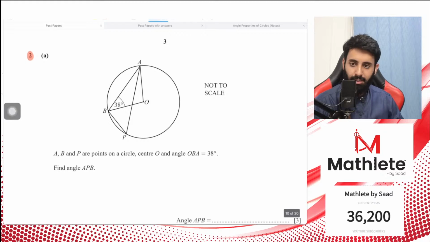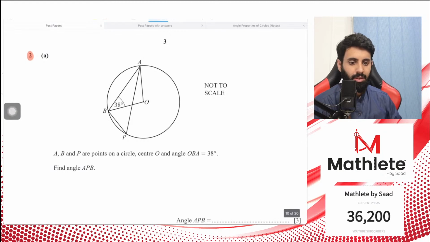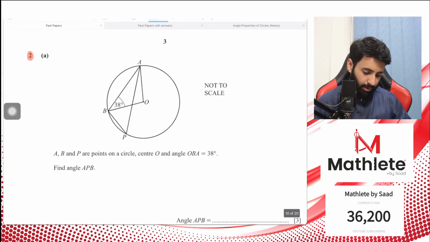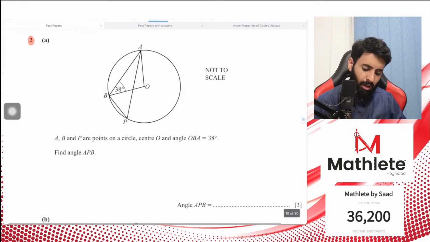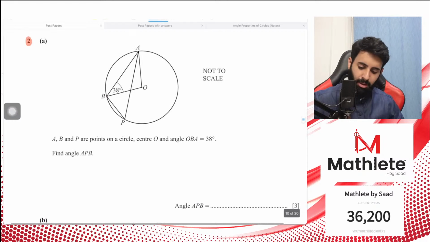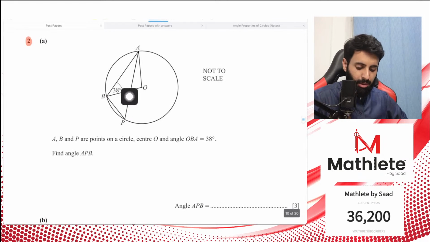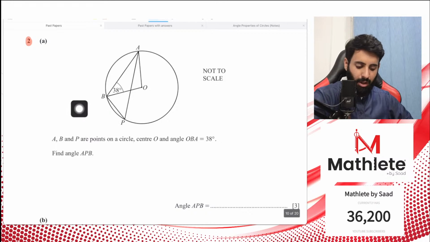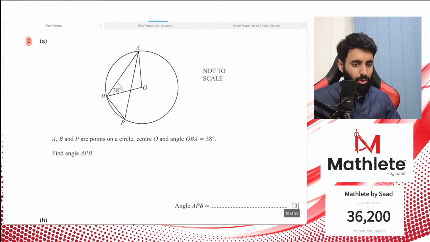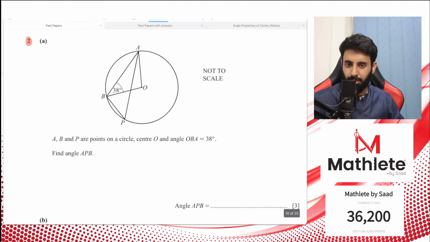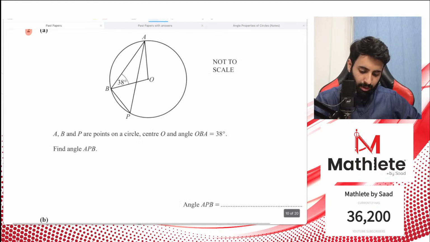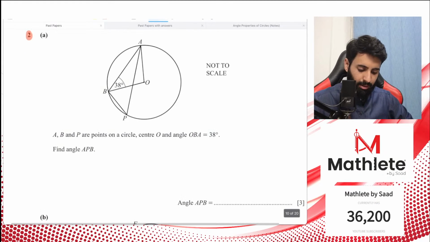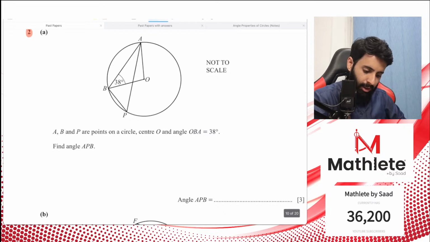Now here's a suggestion. Whenever you have a question that's worth 3 marks, don't immediately start worrying about what it is that you have to find, like APB in this case. Find out everything else that you can, and make sure to show your working. Yes, this worksheet is publicly available. You'll find it in the description. So as I was saying, make sure to show your working so that the examiner knows exactly what angles you're trying to work out.